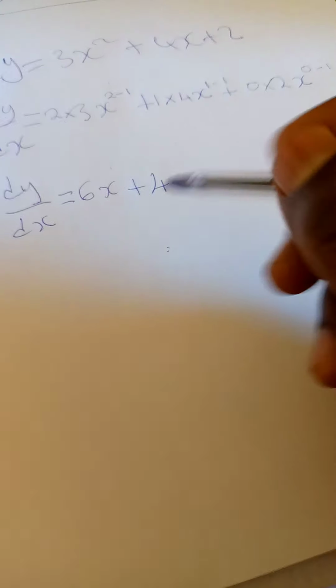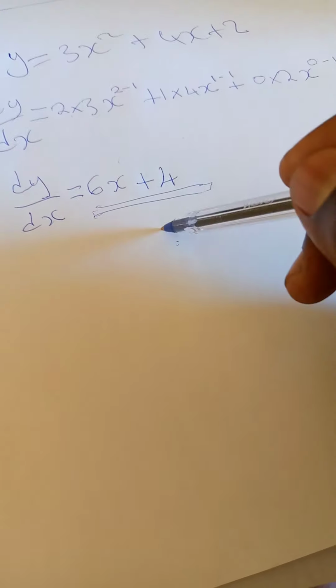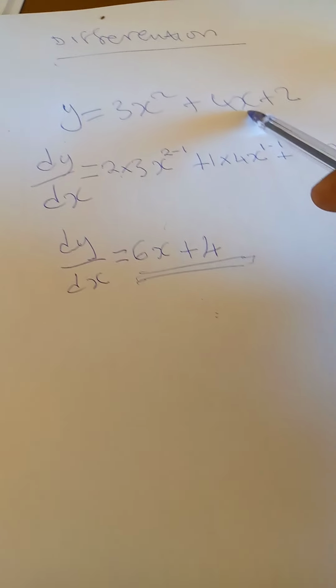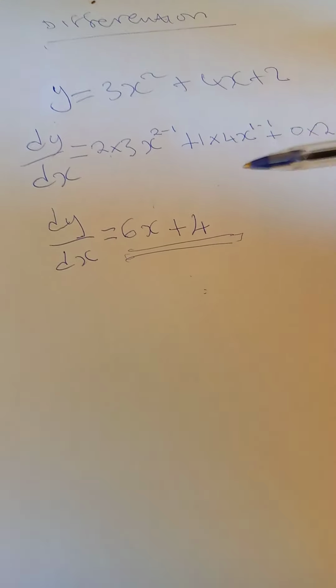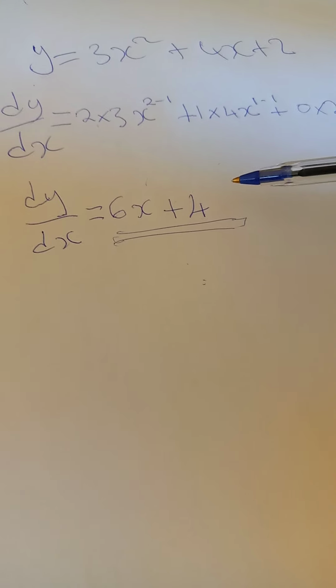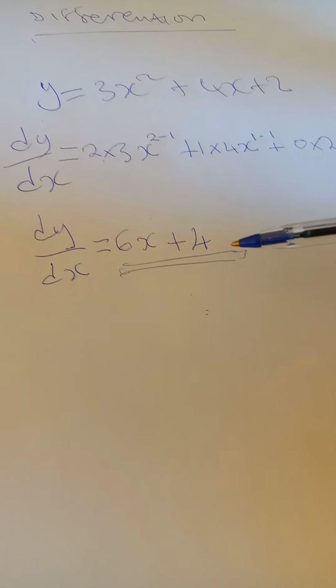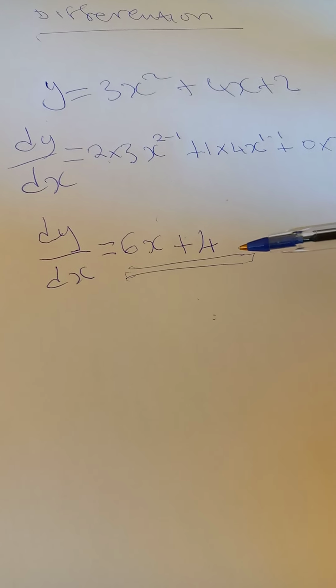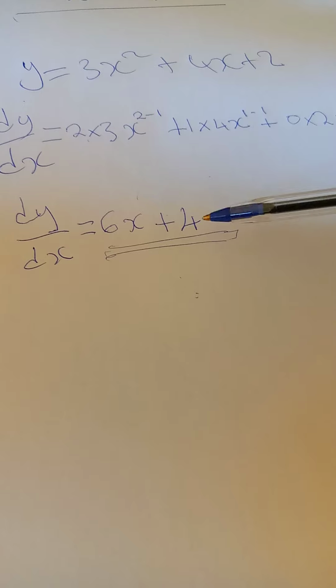So my dy dx is this one. I'm done with my differentiation. I've differentiated this equation with respect to x. That is all about differentiation; there is nothing about it that I've left out here. The only principle is that when you are differentiating anything, all you have to do is multiply, or you times and take.